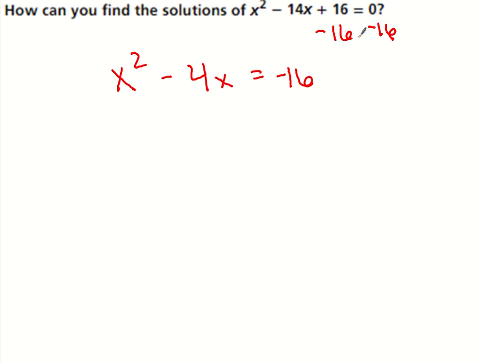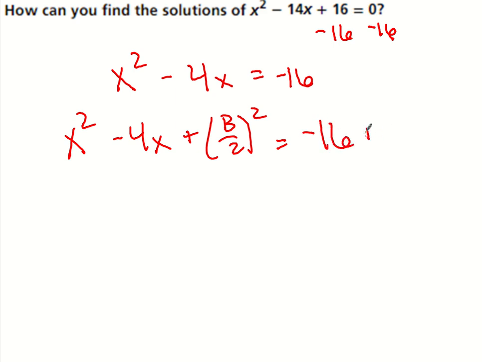I did the same thing on both sides of the equal sign. That's fine. So now I'm going to add that value for c that makes this a perfect square trinomial, but I have to add it to both sides. So I'm going to take that x squared minus 4x, and I'm going to add that b over 2 squared. But whatever I do on one side of my equal sign, I have to do on the other side. So I'm going to add this to both sides.